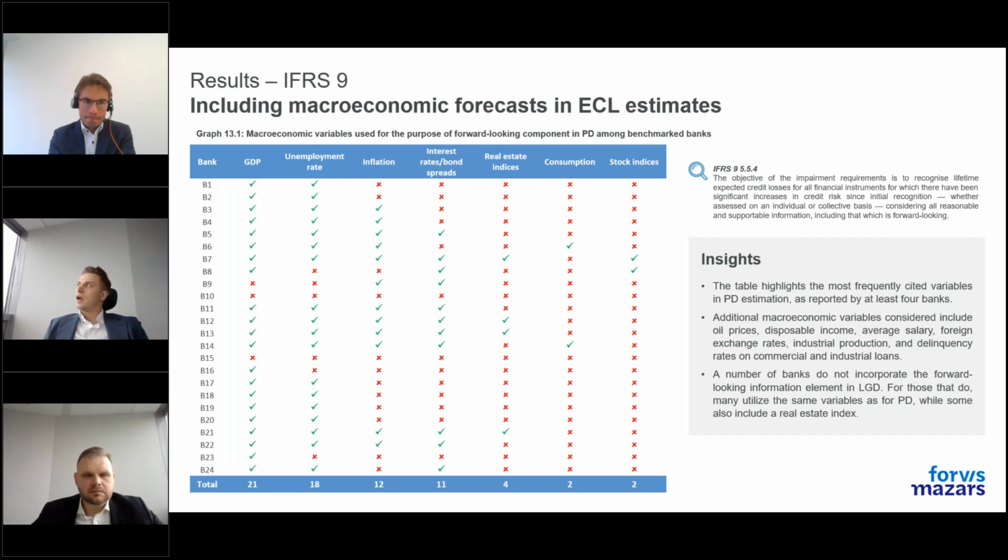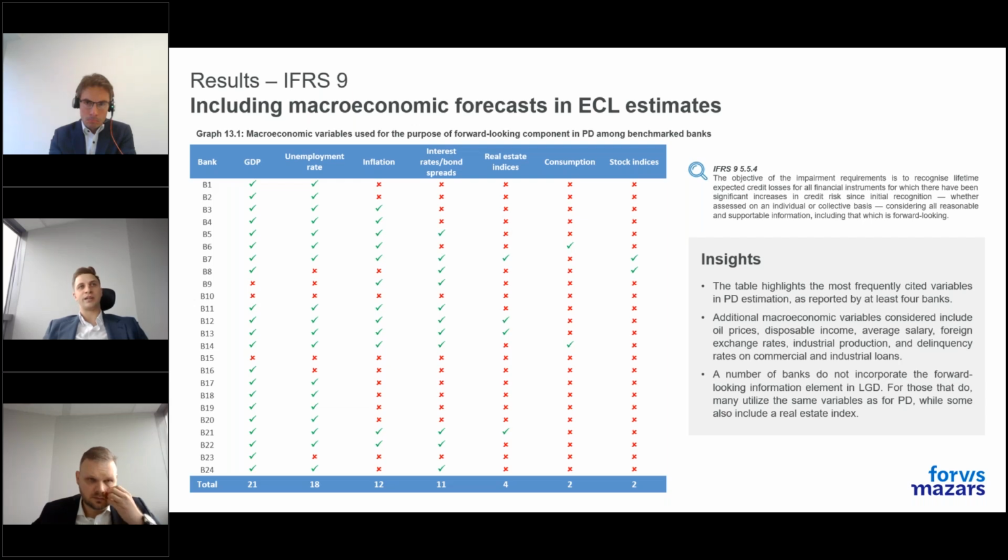So in case when the bank expects a crisis on markets, by the forward-looking factor it is allowed, and even obliged, to increase the parameters, so the ECL is increased. And on the other hand, if the bank expects prosperity on the market, the parameters may be decreased, decreasing also the provisions.